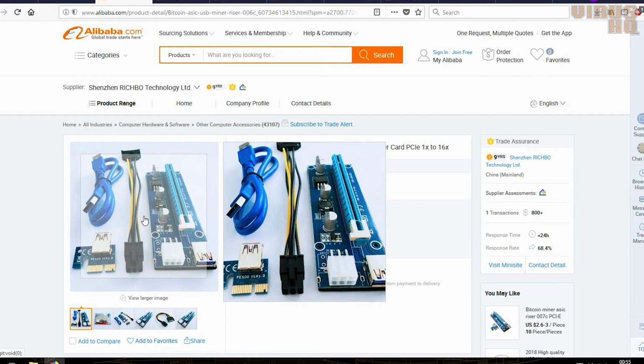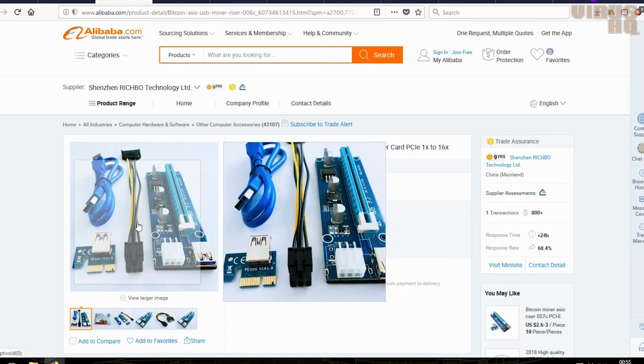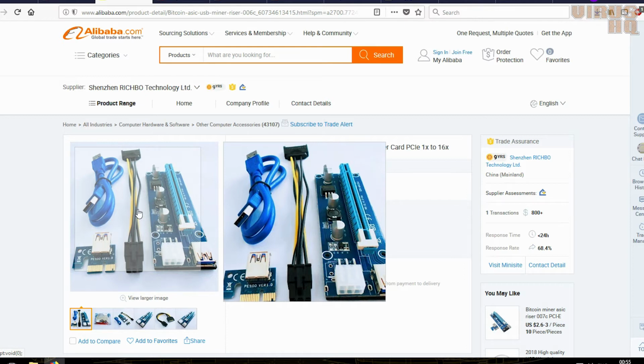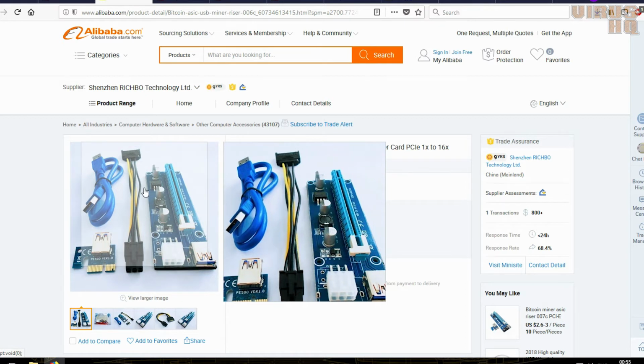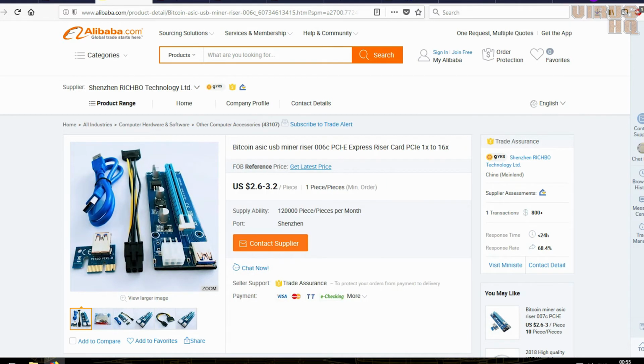And the thing that I don't like with these risers is this converter cable. This might be useful for some, but I always avoid them. Why? Because of this limitation of powering via SATA.